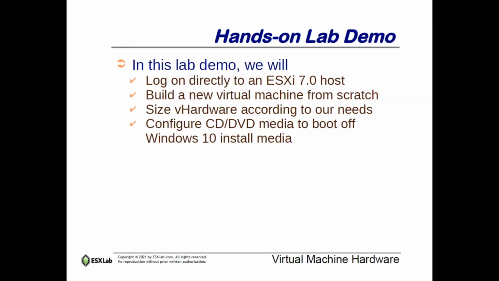Now what I want to do is follow up with a hands-on lab demo where I'm going to log directly into an ESXi 7.0 host. We are going to build a new virtual machine, and we're just going to go through building the virtual hardware layer and making adjustments. We are going to size the virtual hardware according to the needs of our VM, and I'm going to show you how to configure virtual CD/DVD devices to point at media images so that when we power on our new virtual machine, it will launch the Windows 10 installer.